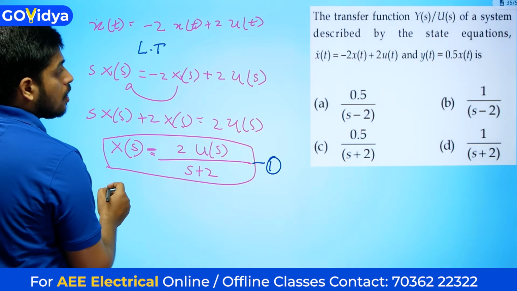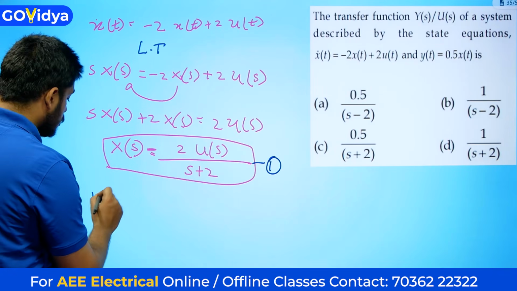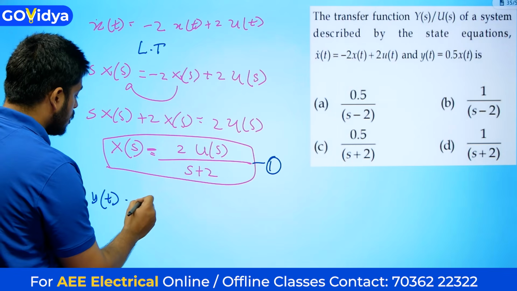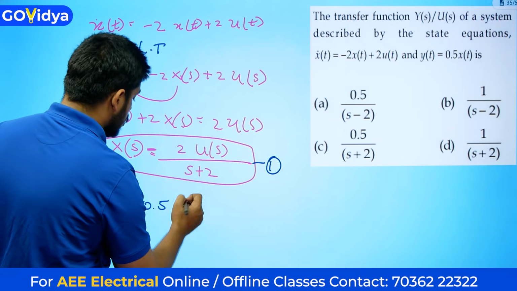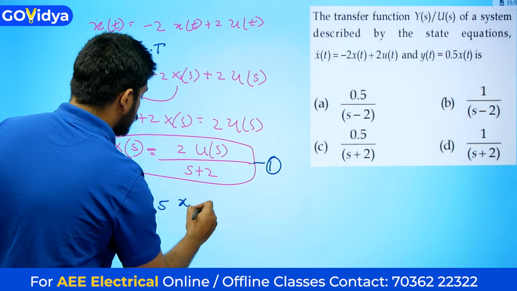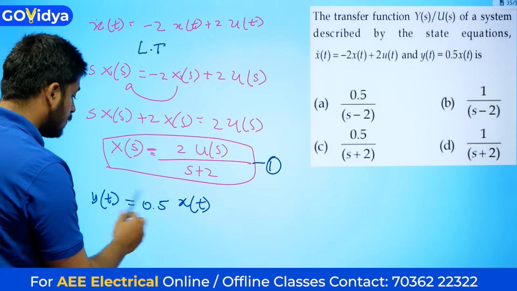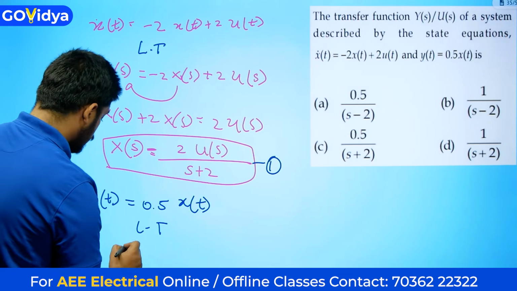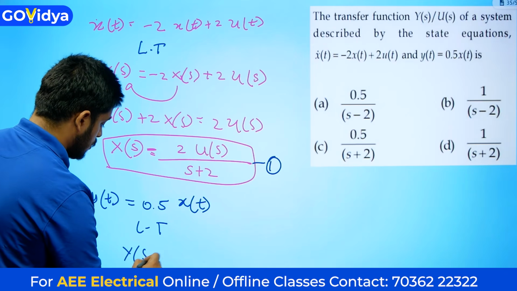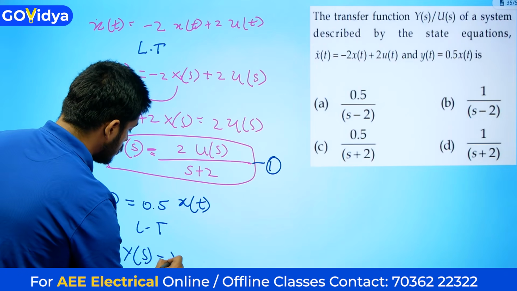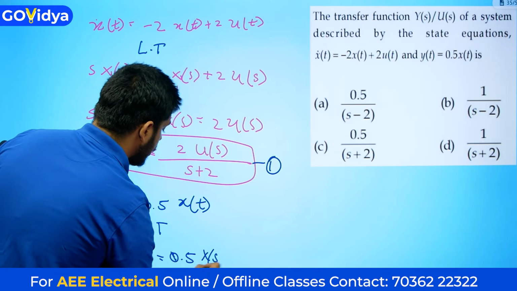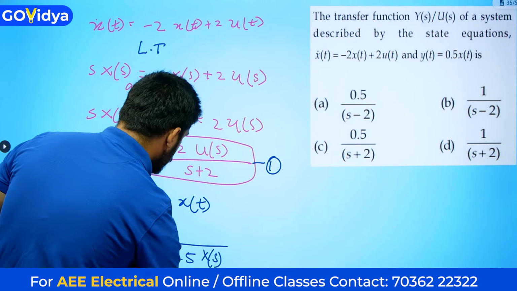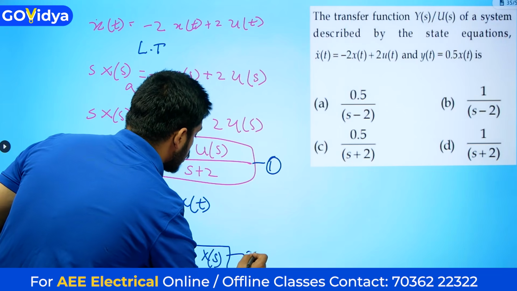Next equation is y of t equals 0.5 x of t. This is a simple equation. When we apply Laplace transform to this, y of t equals 0.5 x of t, we will get y of s is equal to 0.5 x of s. So this is equation 2.